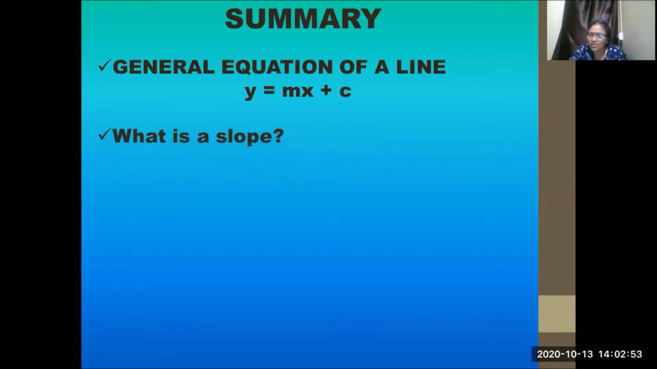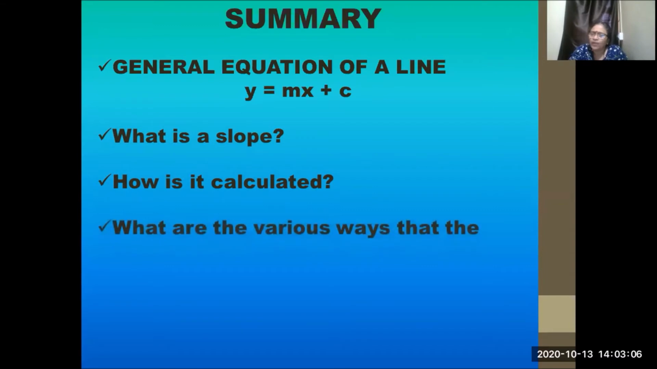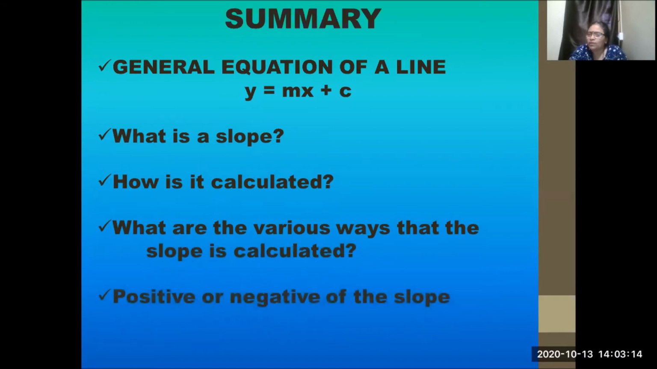Just question yourself and answer. How is it calculated? If you're not getting it, please go to that section again, rewind and see. Next is, what are the various other forms to calculate the slope? And the last one is how to find whether the slope is positive or negative. In the next section, we are going to see about the y-intercept of a line.